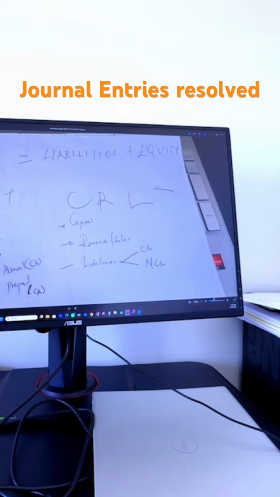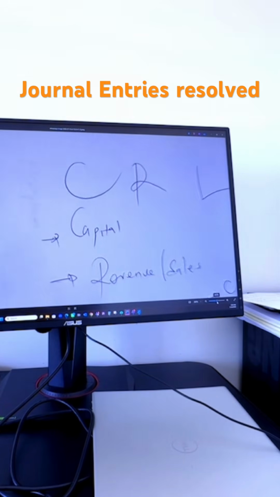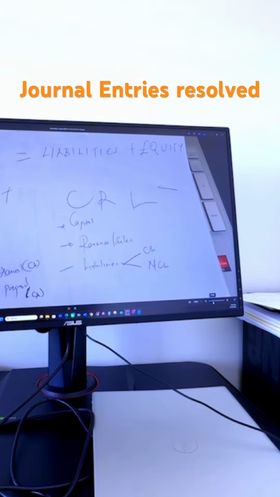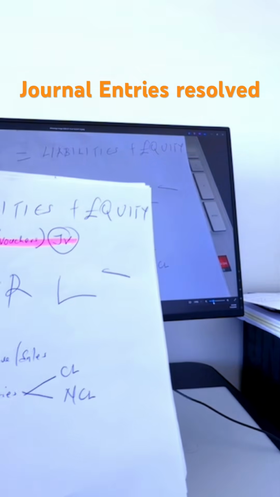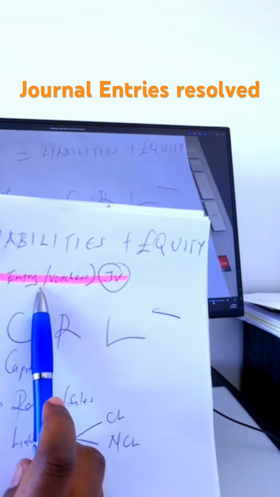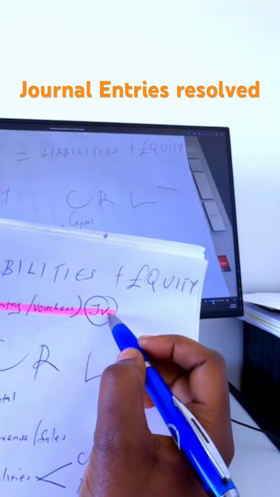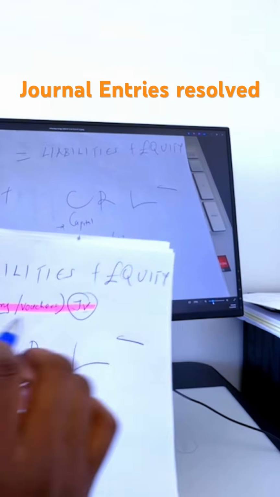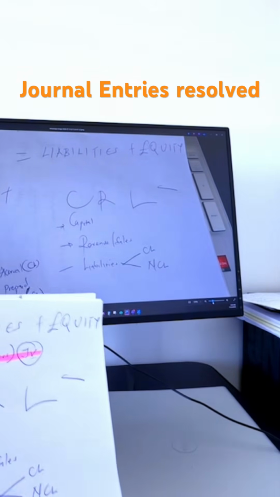I don't know if this is visible enough to you. I'm trying to enlarge it. I had to go ahead and write this by myself. We are going to understand and resolve issues around journal entries or journal vouchers, what we normally call the JVs when we abbreviate. So we are going to talk about this and solve this once and for all.